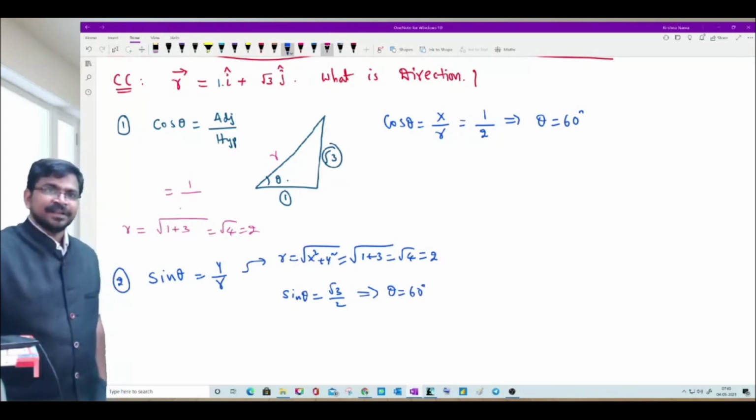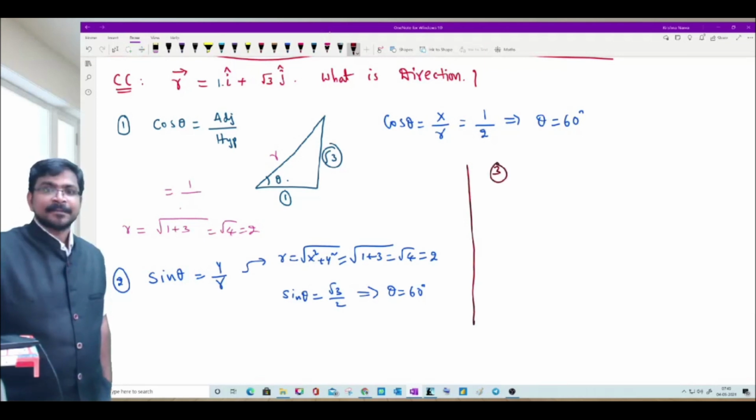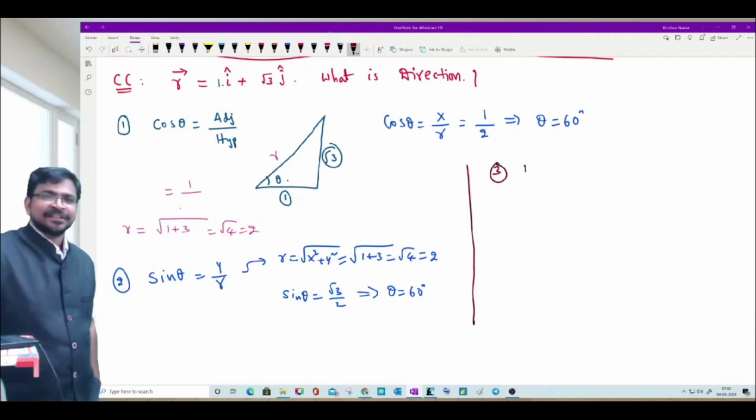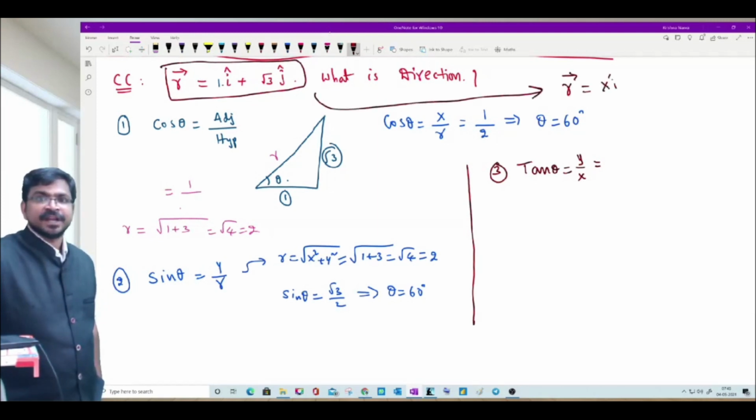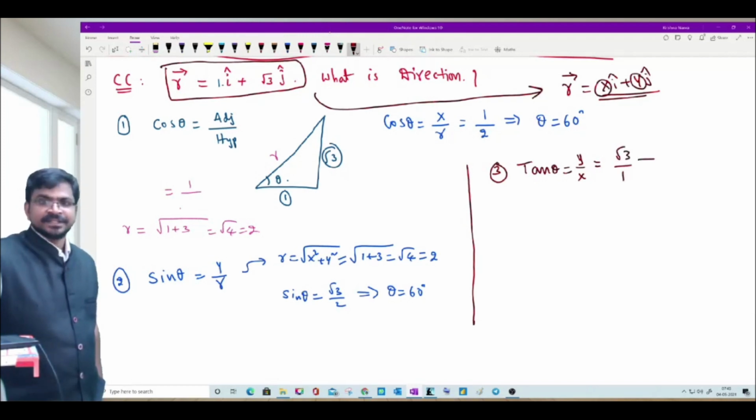And finally, our third method. Direct tan theta. Tan theta means what? y by x. What is y? From the given question, see here, r is expressed as x in i direction plus y in j direction. Here x and y are directly available. Root 3 by 1. In a single step we will get theta is equal to 60 degrees.